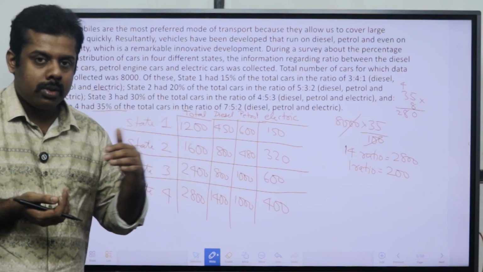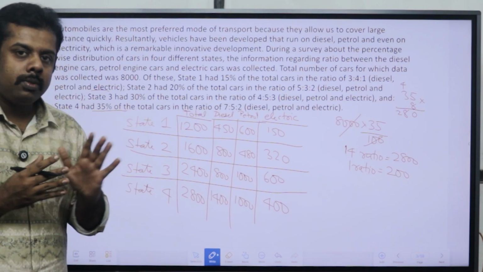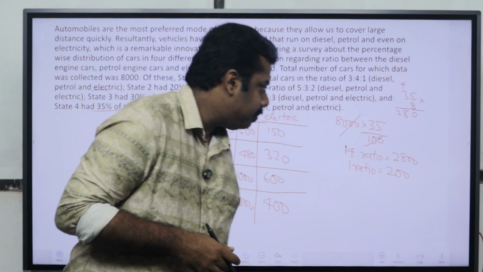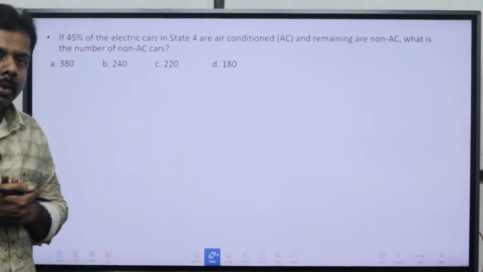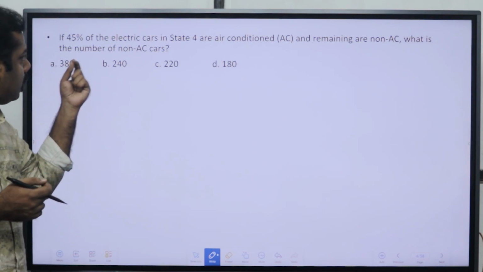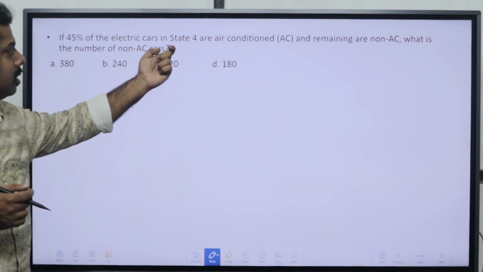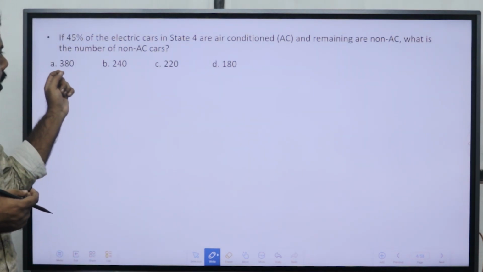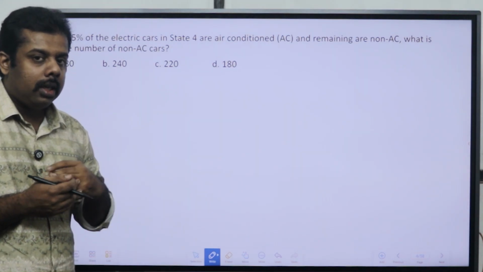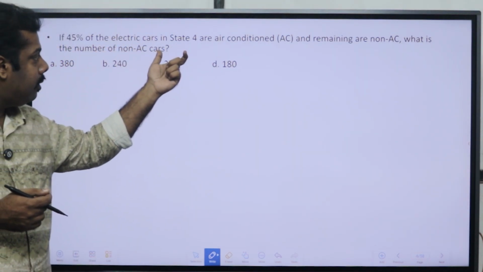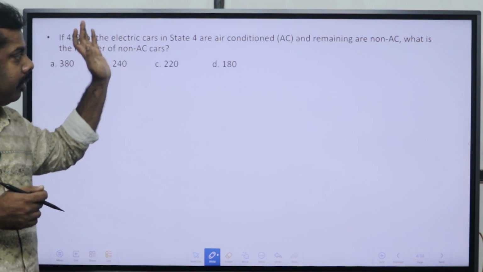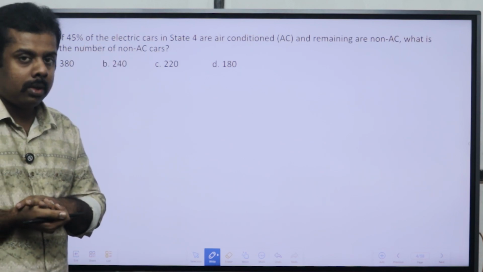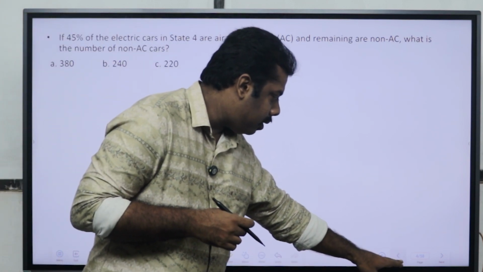Now I think we can move to the question part and try to solve the questions asked based on this passage. Moving on to the first question: if 45 percentage of electric cars in state 4 are AC and the remaining are non-AC, then what is the number of non-AC cars? So they are asking, in state 4 how many electric cars are there? Out of that, 45 are AC cars and the remaining are non-AC, and we have to find the number of non-AC cars. Going back to the data that we have already found out.